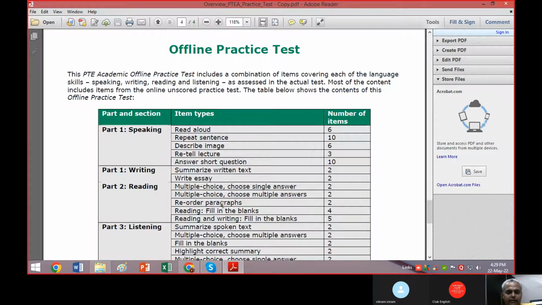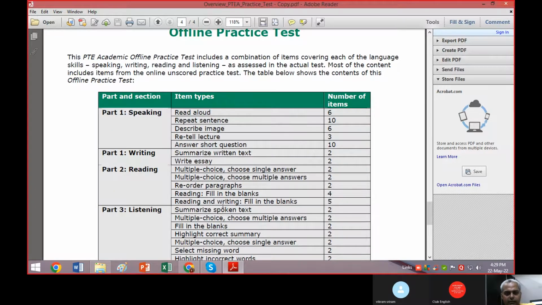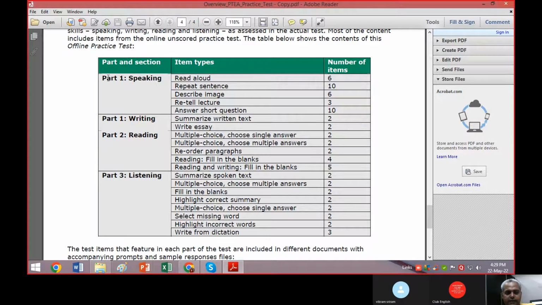As you can see, this PTE Academic test is further subdivided. In part one, speaking is further subdivided into various parts. We call the first one read aloud. For read aloud, the number of items will be 6. That means 6 times different things will come and you have to do the read aloud task. So what is read aloud? I am going to show you.